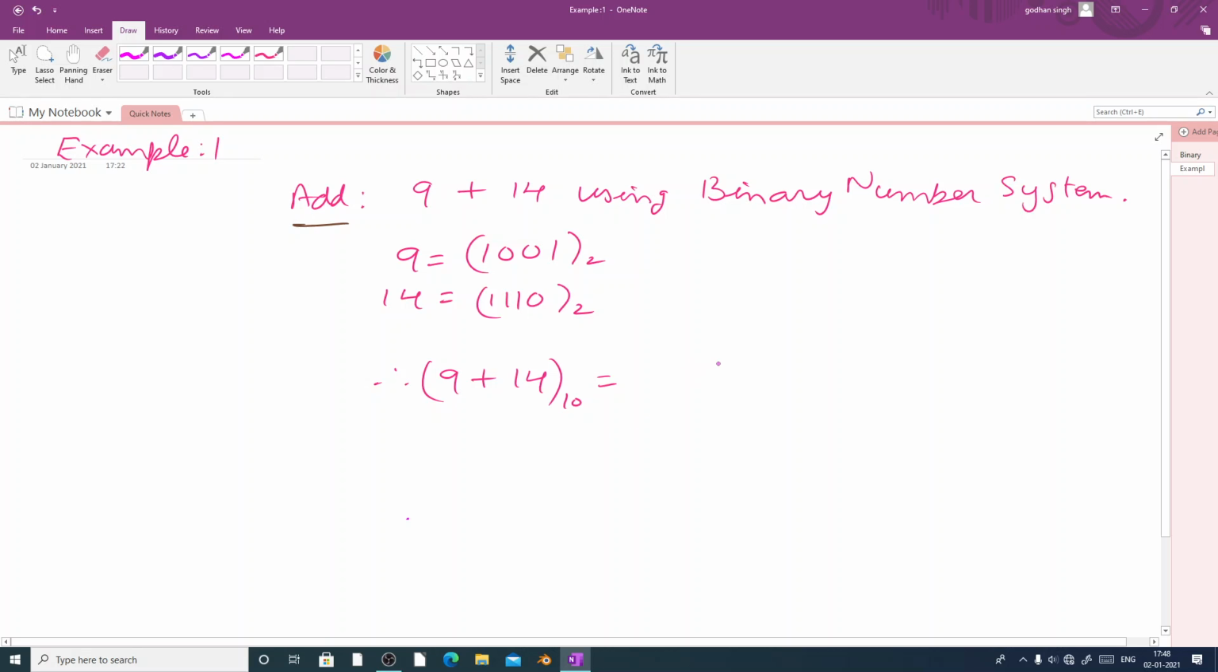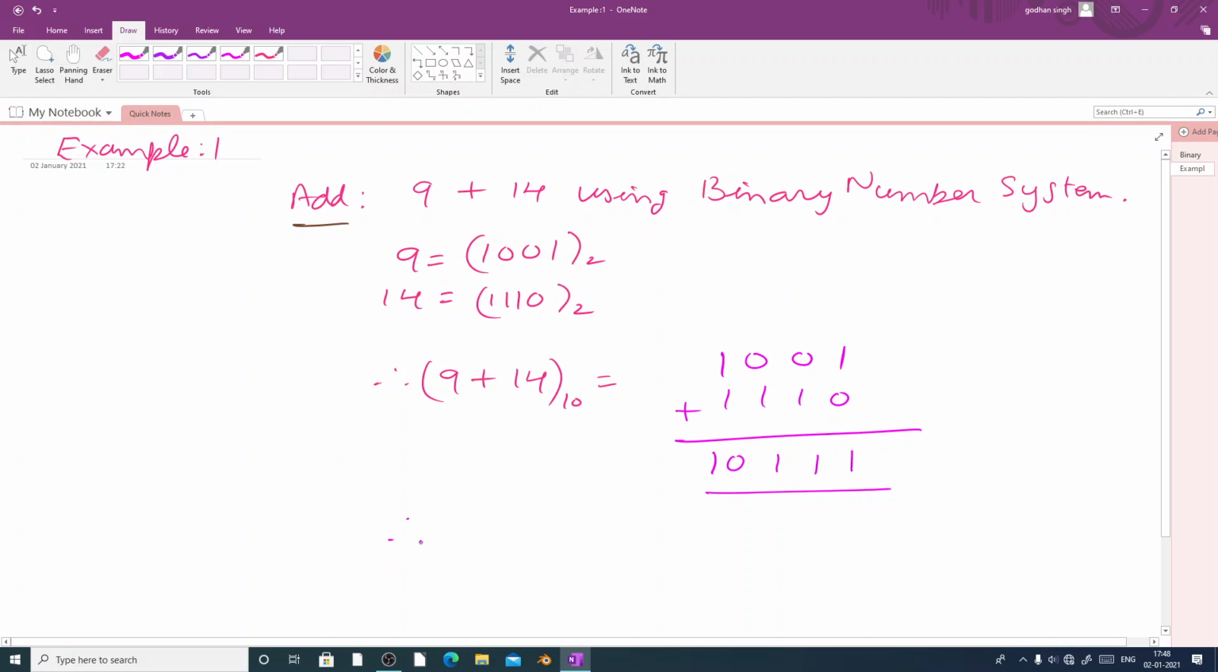So 9 is 1001 and below that we'll write 14, that is 1110. Add them by using the rule 1 plus 0 is 1. So we'll write here 1, 0 plus 1 is 1, 0 plus 1 is 1, and 1 plus 1 we have seen that is the fourth rule, that is 10. So this is the answer of 9 plus 14.